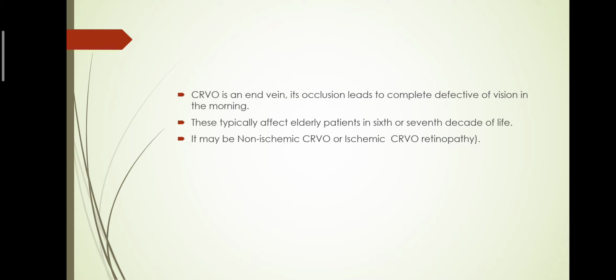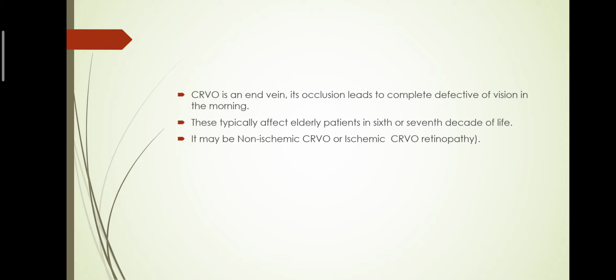So this occlusion leads to complete defective loss of vision. These typically affect the elderly. All these vein occlusions most commonly affect the elderly. If they are occurring in younger patients, we need to evaluate completely for all the hypercoagulable diseases. Usually they occur in the elderly, in the 6th or 7th decade.